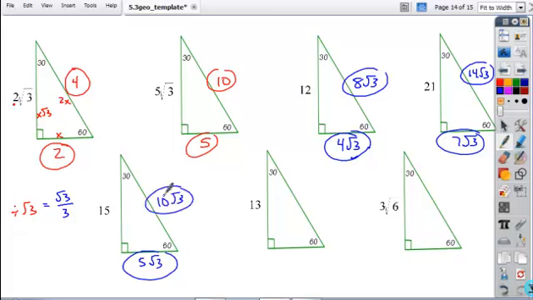10 root 3. Now, this same pattern works even if you're dealing with numbers that aren't multiples of 3 or that have other forms. You still just fit the same pattern. So for these last two examples, 13, we can't divide by root 3. So let's divide by 3. So 13 thirds and multiply by root 3. There's our answer. It doesn't simplify any further. We leave it in this form. Then we can double this to get our hypotenuse.